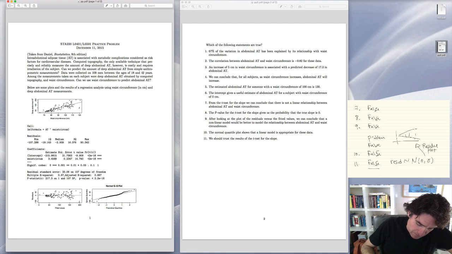So for 10, the problem is that the residual plot looks like that. It's fanning out. But that's not an indication that a nonlinear model is appropriate. So 9 is false. Number 10: the normal quantile plot shows the linear model is appropriate for these data. That's false. The normal quantile plot shows you if it's okay to assume that the residuals are normally distributed.